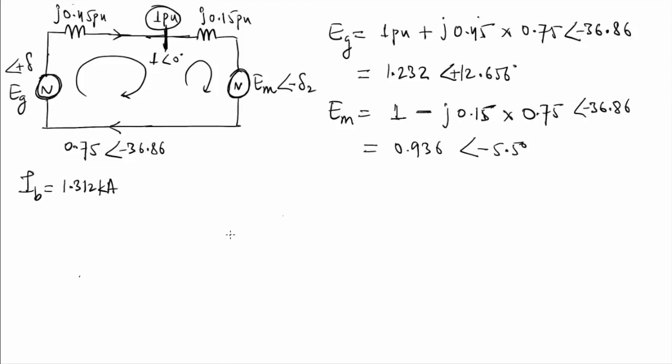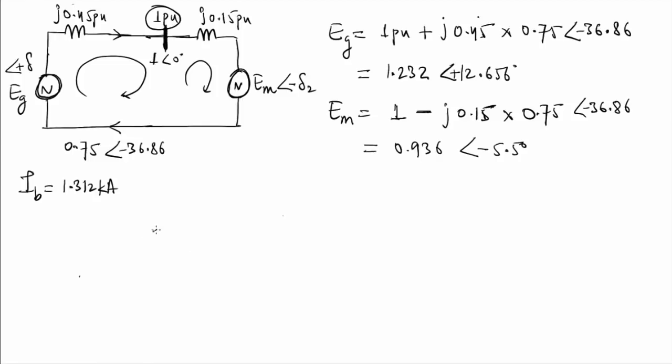Post fault means if suddenly a fault occurs at this bus, this is my bus 4 whose voltage is at 1 per unit, and if a fault occurs at this point, then what will the voltage be? The voltage will become 0. Why? Because this will be short circuited. Whenever any terminal is shorted, the voltage across it will be 0, right?